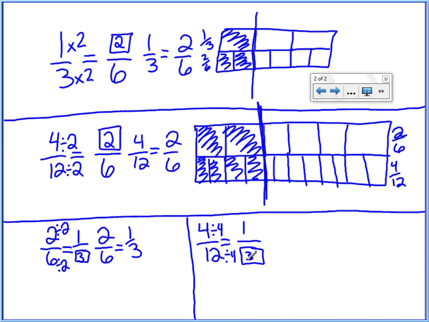So when we look at these, we can say that 1/3 is equivalent to 2/6, and it's equivalent to 4/12. And that is how you do equivalent fractions.